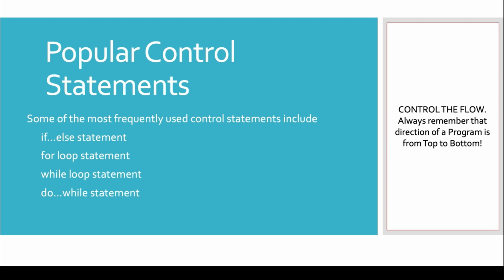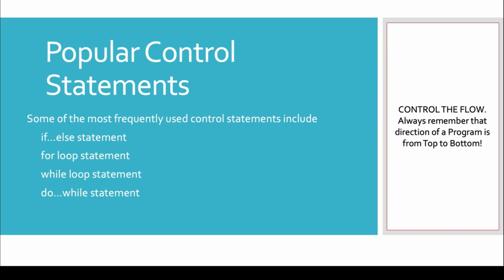Just like I've put on the right, always remember that the direction of the program is from top to bottom. There are very few languages which are actually bottom up, which we don't have to worry about because all the major mainstream programming languages are read from top to bottom. Alright, so we have understood that there is something called a control statement which will control the flow of a program from top to bottom. Obviously, we have something called an if-else statement. So what exactly do the if-else statements do?